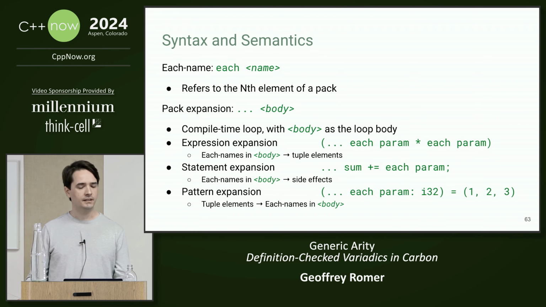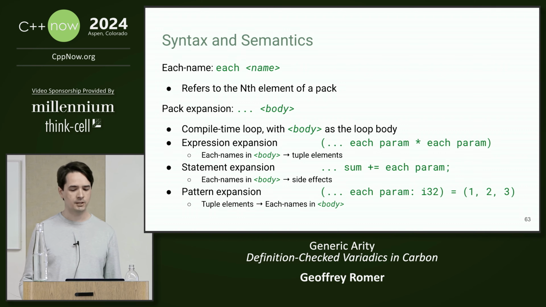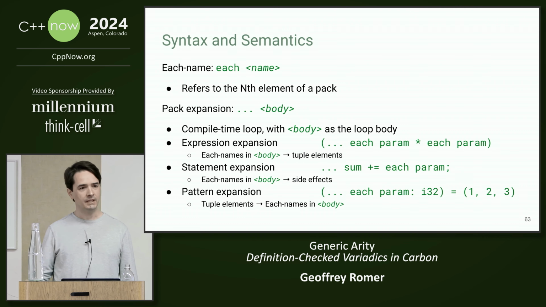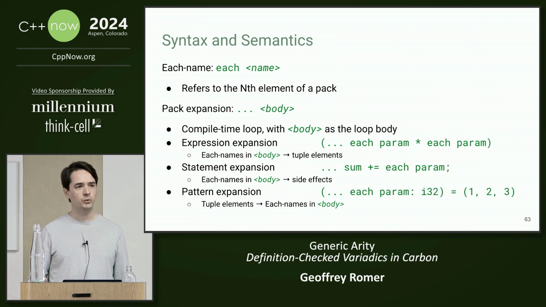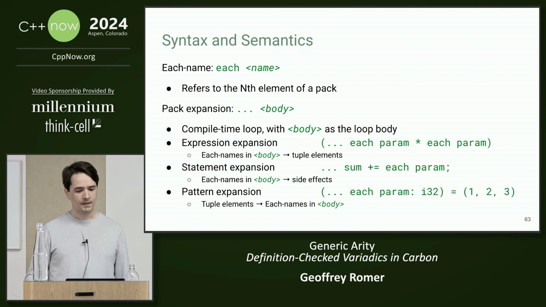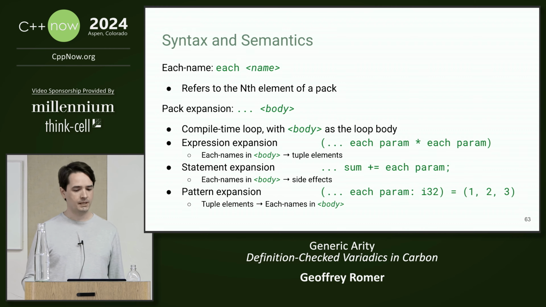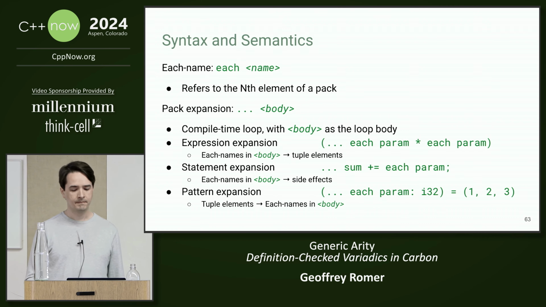So yeah, summing up, we have basically 2 new syntaxes here to support variadics. An each name, which refers to the nth element of a pack, which is how you declare a pack and how you use one. And a pack expansion, which is an ellipsis followed by a body, and is basically a compile time loop, where the body is the code that's getting executed on each iteration. The body can be an expression, a pattern, or a statement, depending on the context.